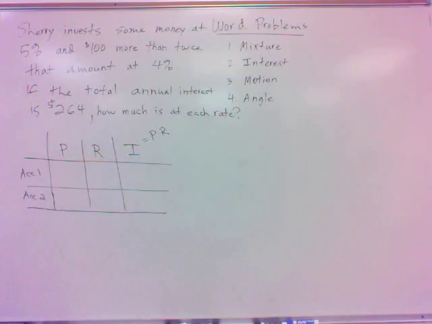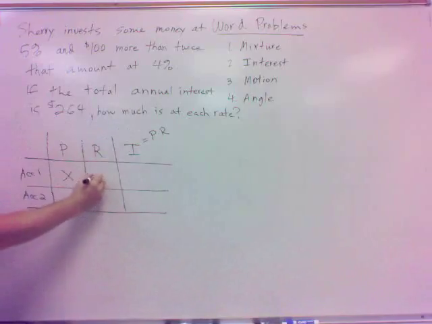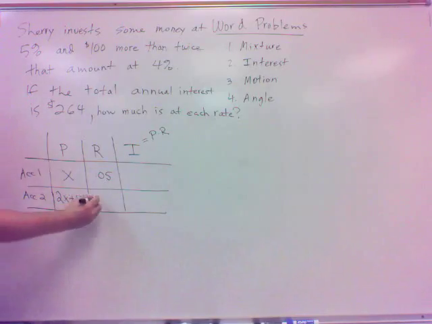Principal just means the amount in the account. How much do I have in account 1? Don't know. That's what I'm looking for, so call it x. The rate is 5%, so that's 0.05, moving the decimal 2 places back. Now account 2, the principal, I don't know it either, but I know it's $100 more than twice the amount of account 1. 2x plus 100. And it's a 4% rate, so 0.04.